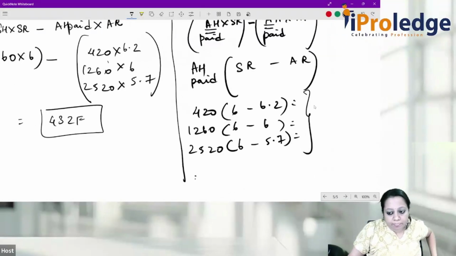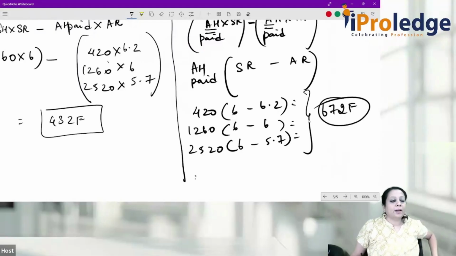Favorable. 672 favorable. Thank you, dear. Understood, everyone? Yes, ma'am. So now we will go to our most awaited efficiency variance.